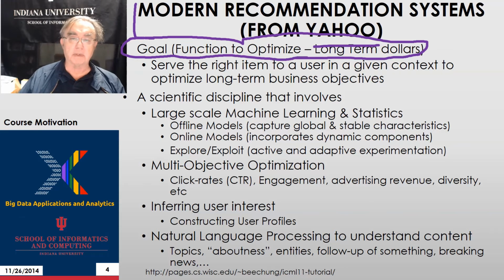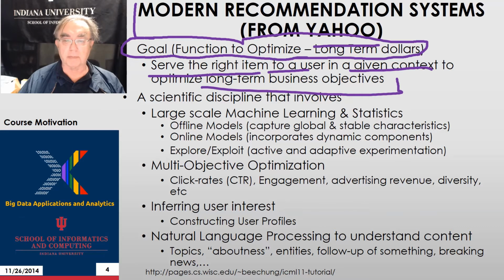Namely, there is somebody who owns the website, but if that website actually allows you to buy something, that's going to give money to the person who sells it. So you have to serve the right item to a user for the given context to optimize your long-term biggest business objectives. And you need to do it in a way that makes the user happy, so that you recommend sensible things, because you want the user to come back. And because then they will spend more money, and so on. So this is a scientific discipline.